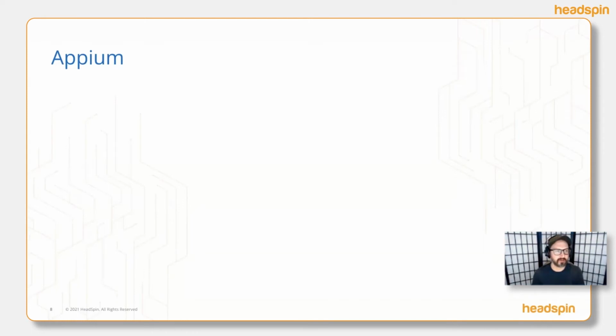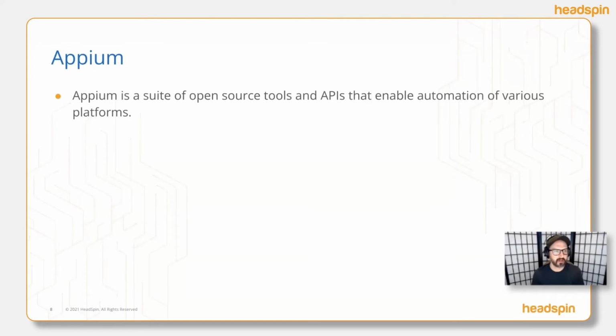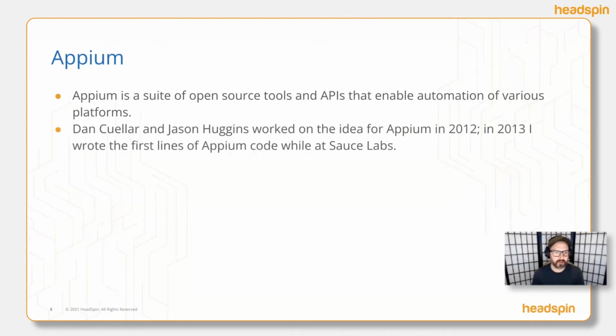So I assume that most of you have heard of Appium, even if you're not intimately familiar with it. But just as a brief refresher, if you're new to the company or working in a department or team where you're not likely to have encountered Appium yet, Appium is basically a set of open source tools and APIs that allows automation of iOS and Android and many other platforms as well.